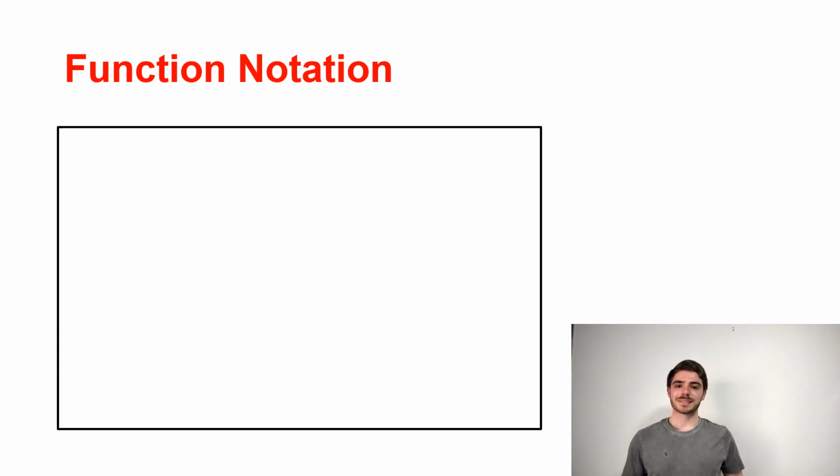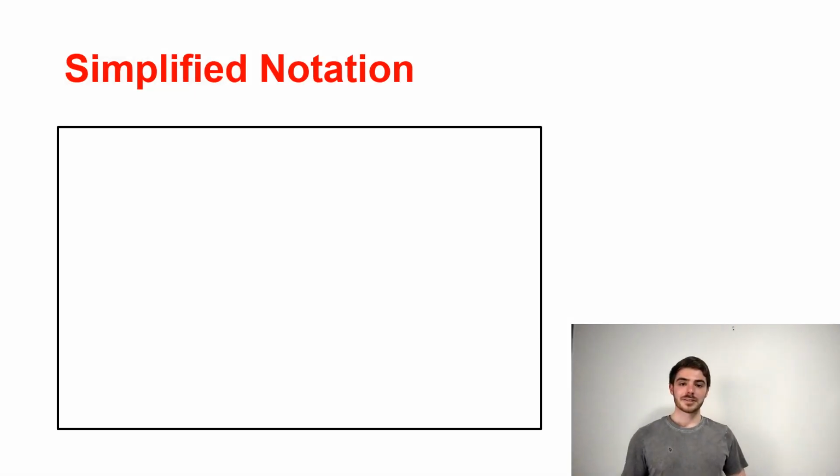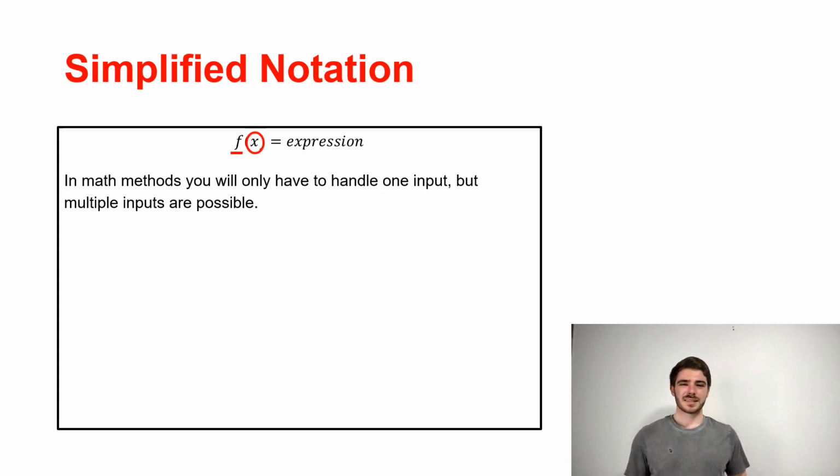Functions are typically expressed in two main ways. We can either use simplified notation or we can use explicit notation. True to its namesake, simplified notation is the simplest way to express a function. We start by naming the function and then we declare the input variable. The generic name for a function is f of x, where we've called the function f and we say that its input variable is x.